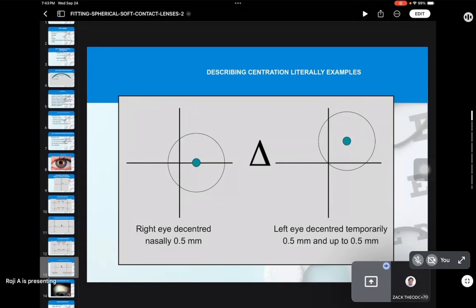All right. So we end with this one. As you can see, what you are to write, for example, you have to put there right eye decentered nasally, 0.5. Over the other side, you have left eye decentered temporally, 0.5, up to 0.5 millimeter.